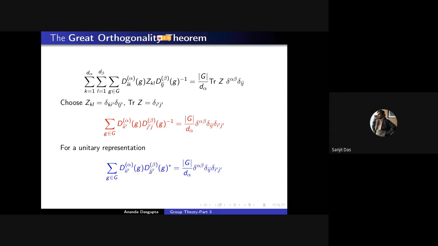Delta alpha beta. What about the right hand side? It becomes delta alpha beta. If you put i equals i prime and j equals j prime, remember, I'm not putting i equal to j and i prime equal to j prime. I'm putting i equal to i prime. That is, I'm putting these two indices the same and these two indices the same. So what will this product become?